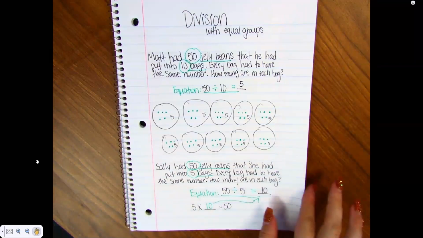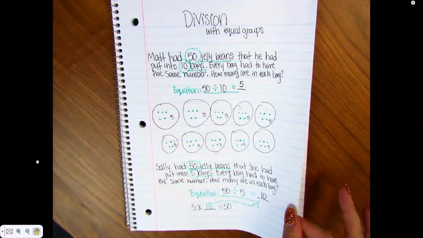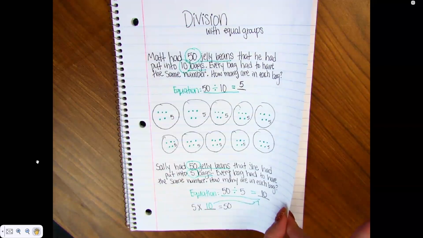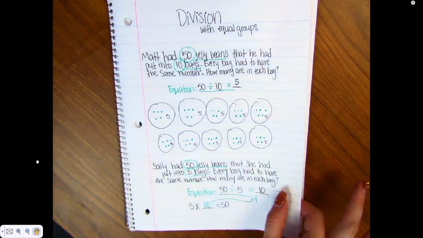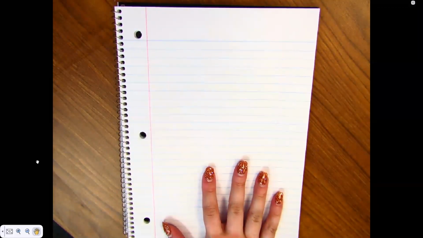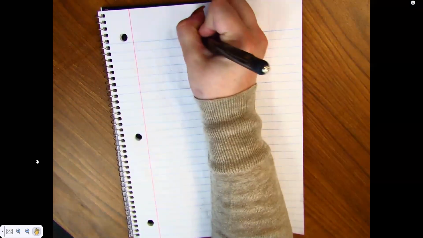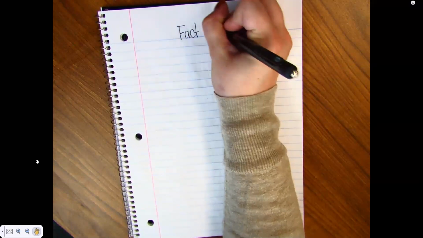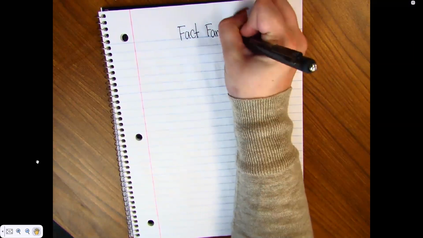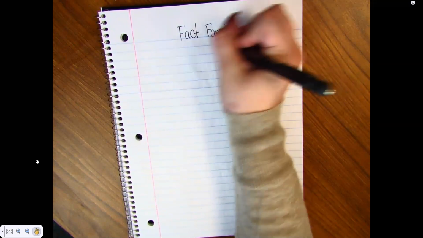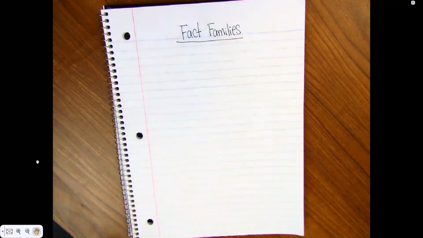All right, so I want you to turn your page because now we're going to write some fact families, okay? Are we good? Can we turn our page? I want everybody to turn the page and we're going to look at some fact families. We're going to do 2.